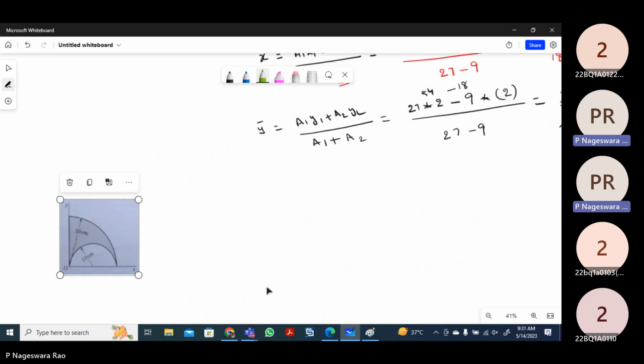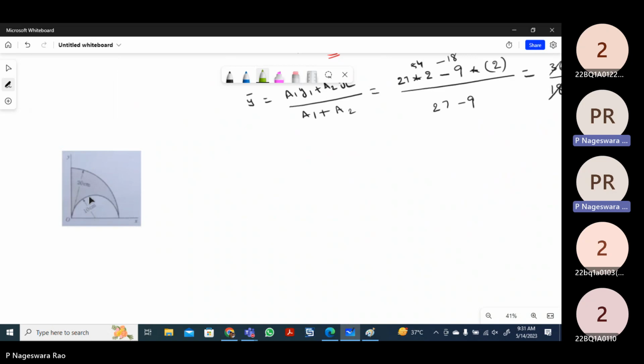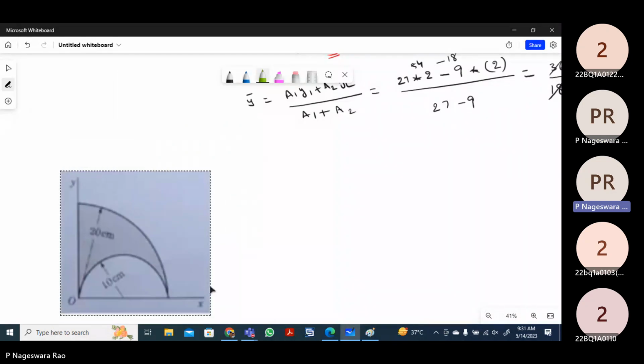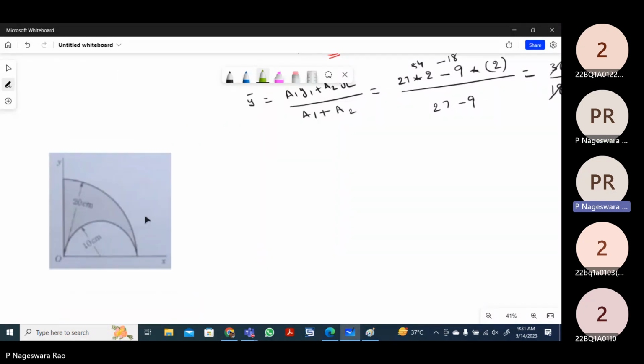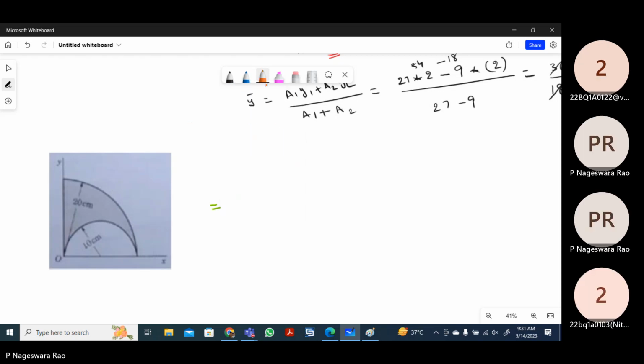So you will solve this problem the same way. If you observe the next problem, he was given this semicircular shape. So if you take it, this is the semicircular area, and this is the quarter circular area.